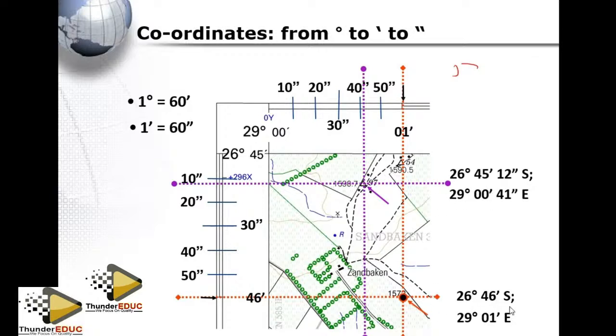So in this case, if you are to find the coordinates for this place here, 157, it's going to be 26 degrees, 46 minutes, 00 seconds south. The same way, 29 degrees, 01 minutes, 00 seconds east. So that will be 6 places. Because this one is exactly sitting at a 46 minute, so it's 46 minutes, but the seconds have not changed. So it is 0 seconds, the same way here. So that is how we find coordinates.